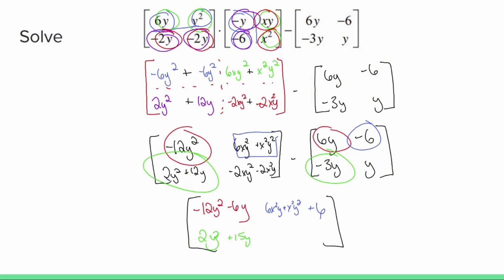Why? Because I said so. And then we've got negative 2xy squared minus 2x squared y minus y. Nothing happens there. Pretty gross stuff, but we did it.